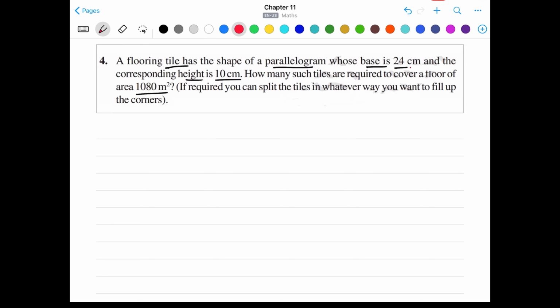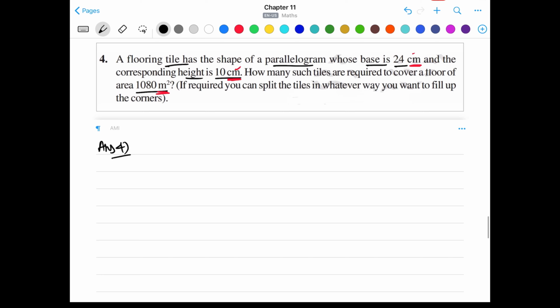The one thing that you have to notice here is that the measurements of the tiles are given in centimeter, while the area of the floor is given in meter. So we have to make all the units the same, either all in centimeter or all in meter. So I'm going to convert these into meter. Okay, so let's start the answer number 4.